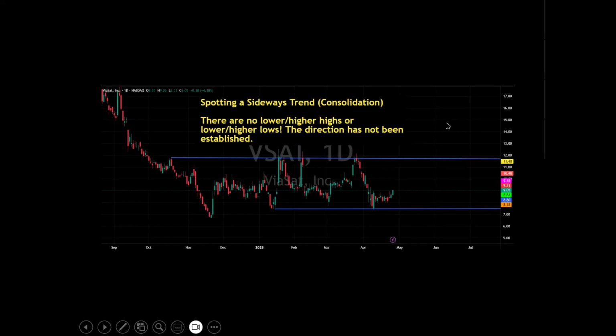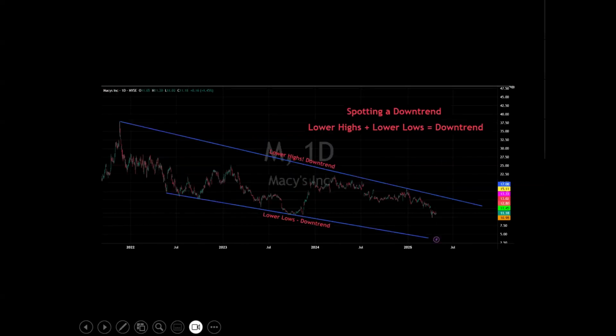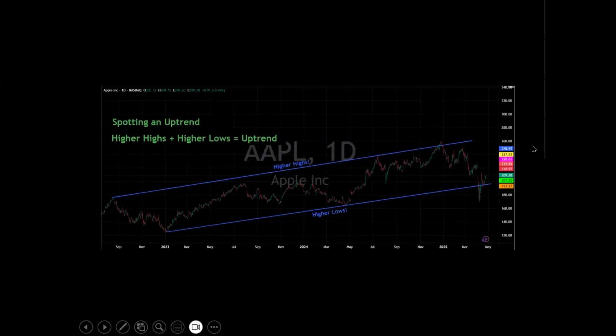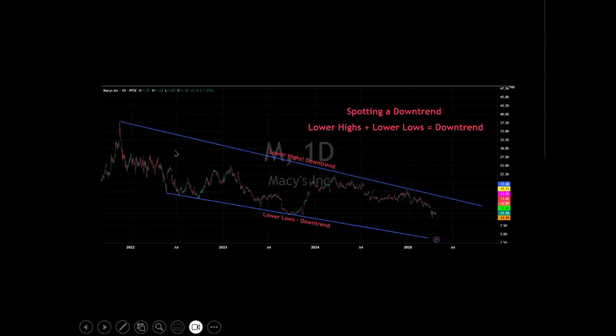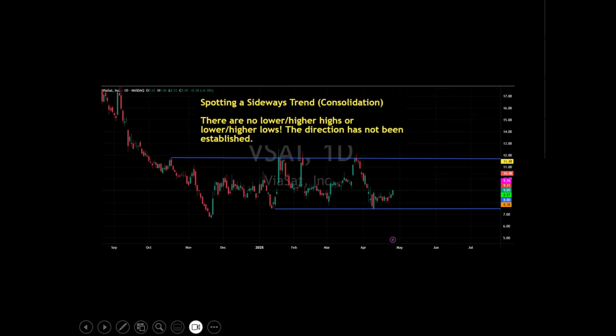So it's not in the uptrend, right? It's not going down. And I'll go back so you can see. Look, this is the uptrend, right? Going up. That's going down. This is going sideways, right? So we'll get more into this, but this is consolidation, right?